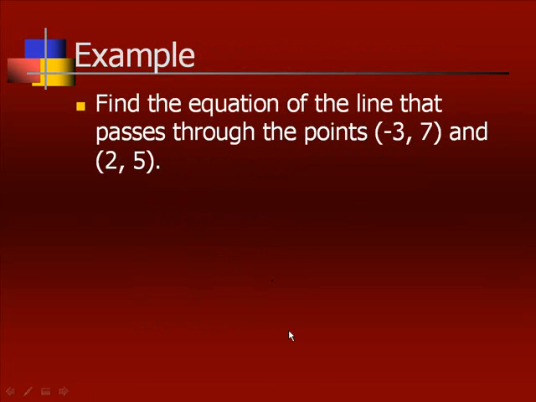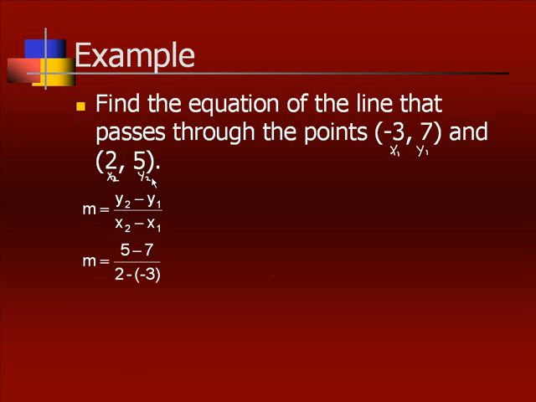Now, what if they ask us to find the equation of a line that passes through the points -3, 7, and 2, 5? Well, we don't have a slope, but from earlier you guys should be able to find the slope. How do you find the slope? y2 minus y1 over x2 minus x1. We'll just randomly say the first point they give us is x1, y1 and the second point is x2, y2. So that gives us 5 minus 7 over 2 minus negative 3, which gives us a slope of negative 2/5.